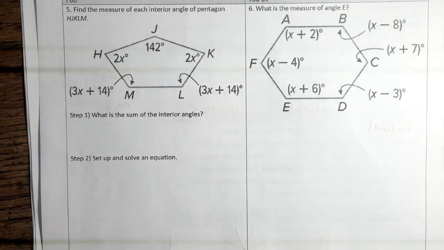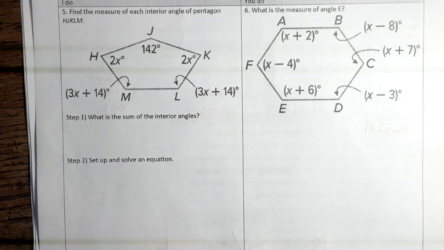Only one side here. All right, number 5. Find the measure of each interior angle of the pentagon HJKLM.